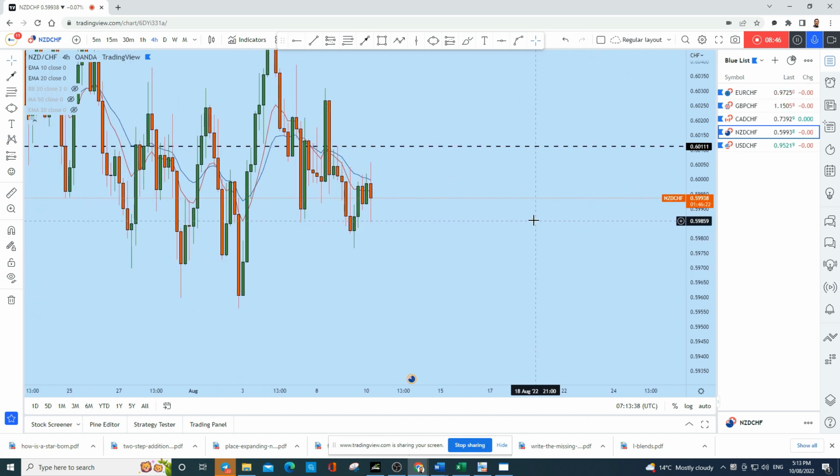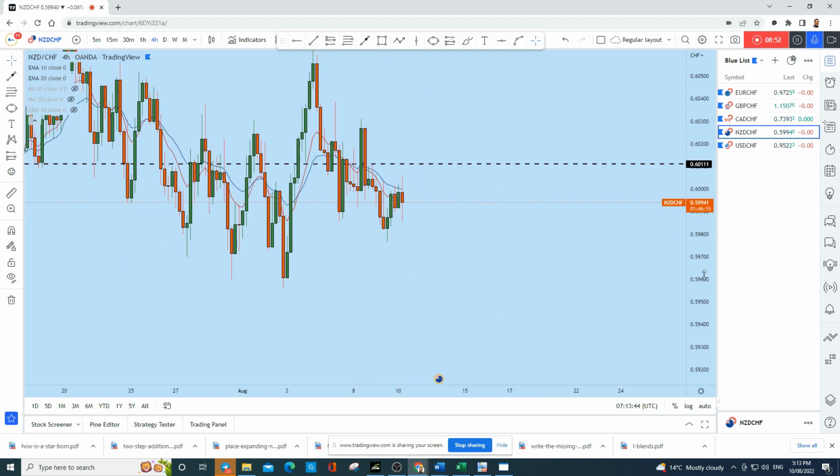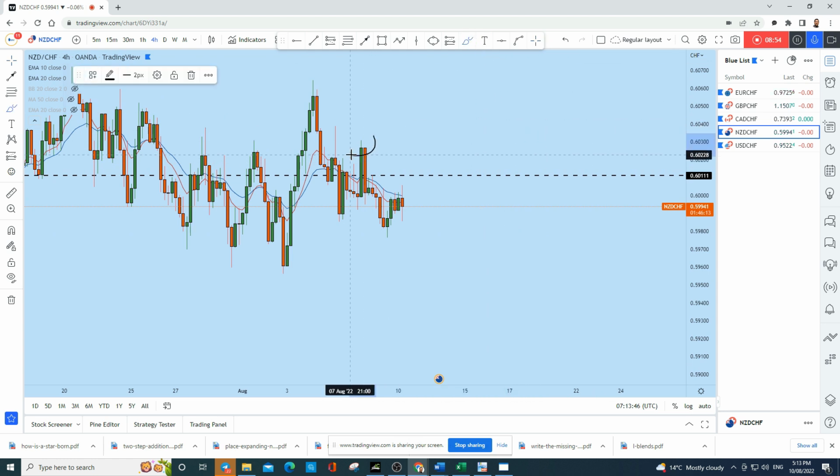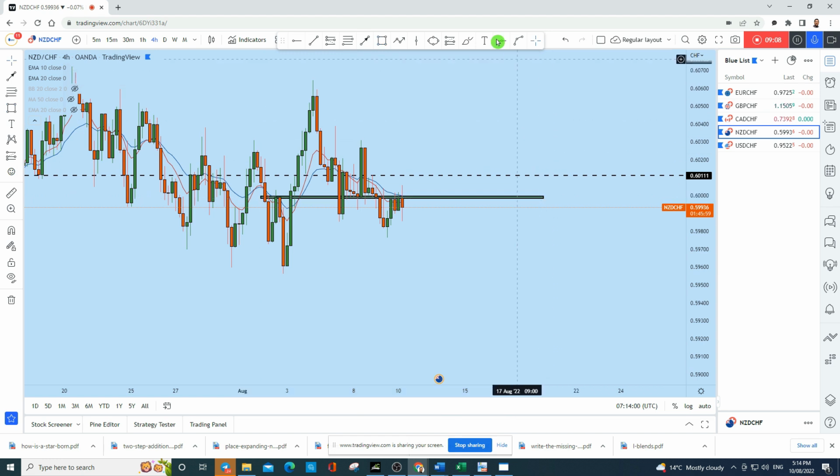NZD is a little bit stronger, that's why we see the price is a little bit bullish, but you can still see in this pattern that the price was creating a series of lower highs. So NZD-CHF will be the last option for us. As you can see, we'll consider shorting only one pair from the CHF. On NZD-CHF, you can see there is a head and shoulders, as well as a series of lower highs in this zone.